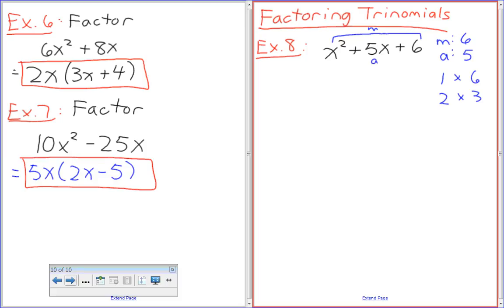Good. So what I'm going to do then is rewrite the original equation as x squared plus 2x plus 3x plus 6. This step may be new if you came from applied, but we have to do it like this for the next example. Where the heck does the 2x and the 3x come from? We broke up the 5x, and what I used was just these two numbers, which is 2 and 3.